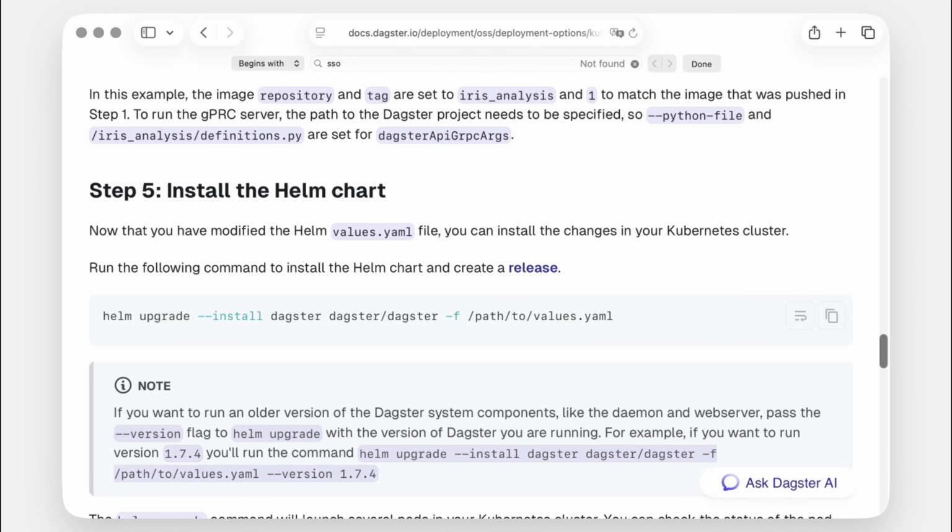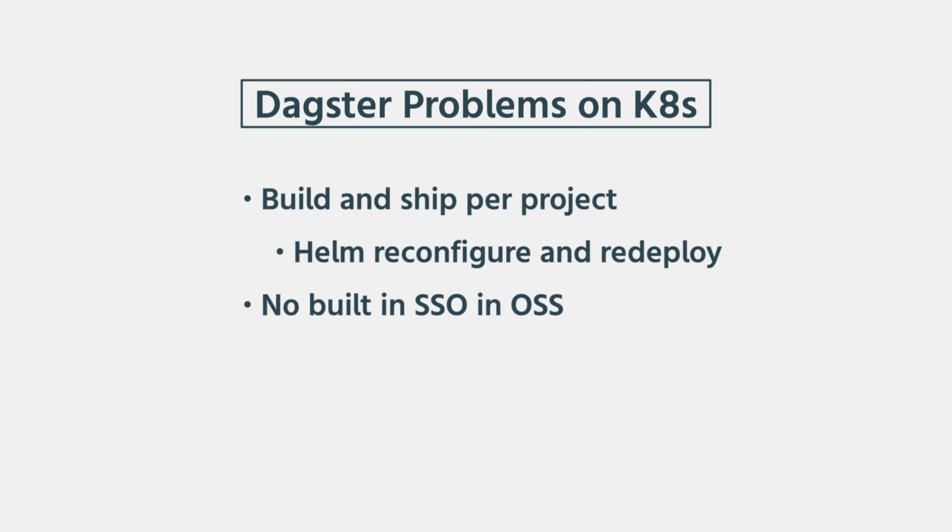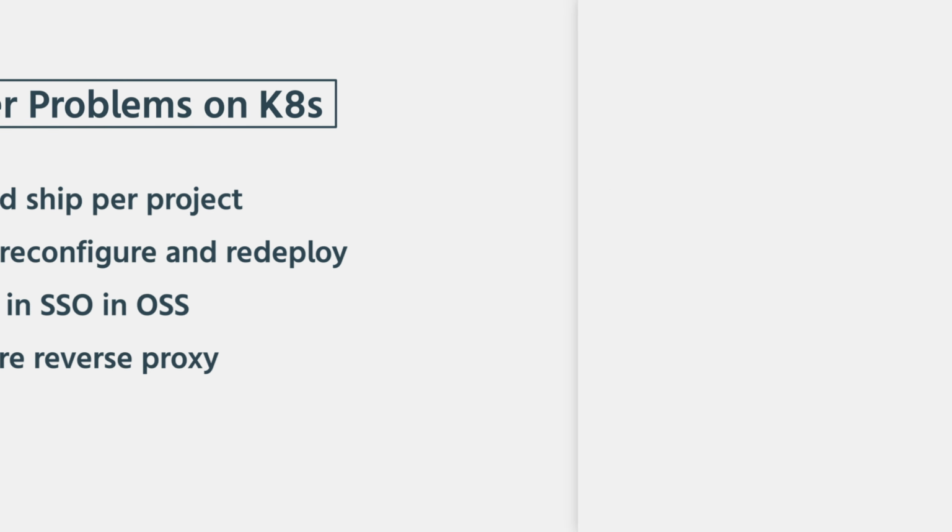In practice, each new Dagster project means a new image build and a Helm redeploy. You cannot just drop a project into a running environment the way you can with Airflow. Also, the open source edition does not include OIDC or OAuth integration. If you expose the UI on the internet, you need to protect it with a reverse proxy such as an OAuth2 proxy. In that setup, the application state after login is shared across users. About the redeploy problem, I will show a workaround shortly.